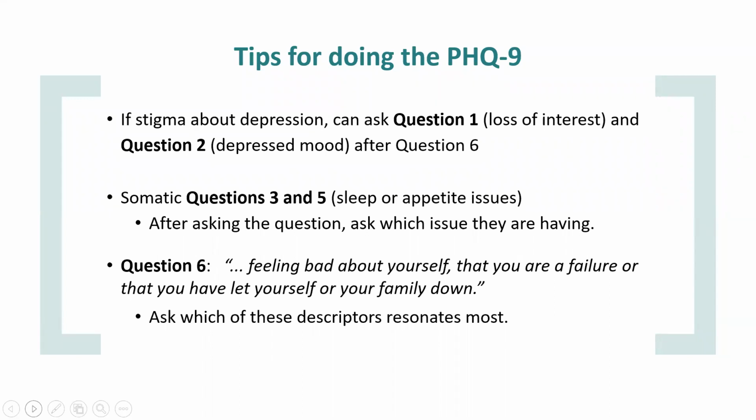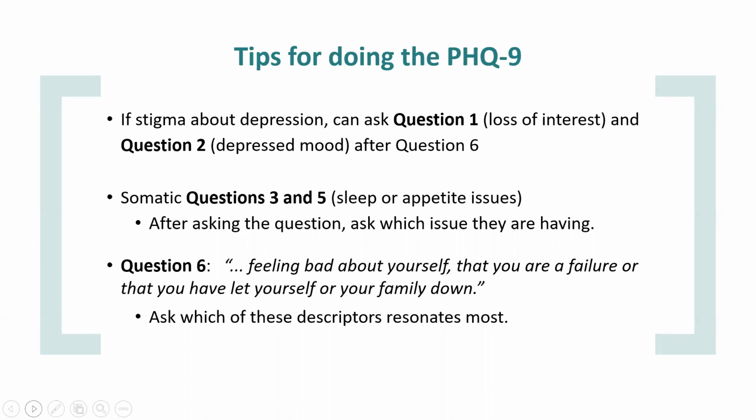Here are some specific tips for some of those specific items on that PHQ-9. If a client has some stigma about depression or depression care, you might ask those first two questions about loss of interest and depressed mood later on in the questions, after you've asked about sleep and energy and appetite. For questions number 3 and 5 that ask about sleep or appetite issues, you want to specifically figure out what issue is bothering them. For example, are they sleeping too much, not enough, or having trouble staying asleep?